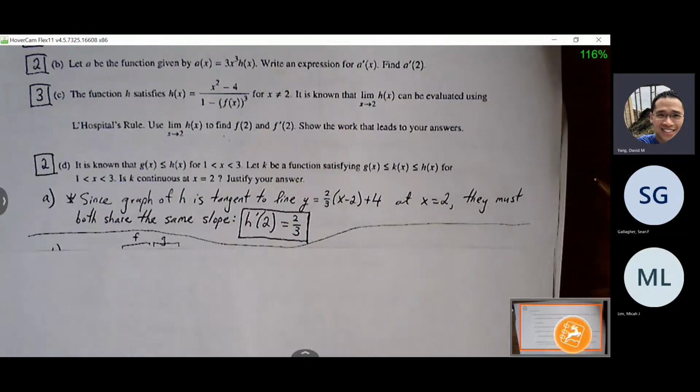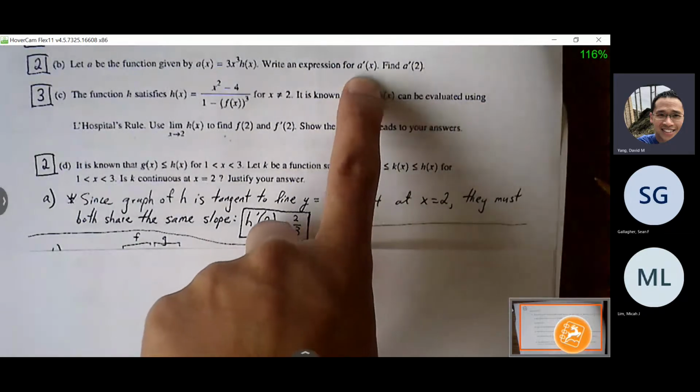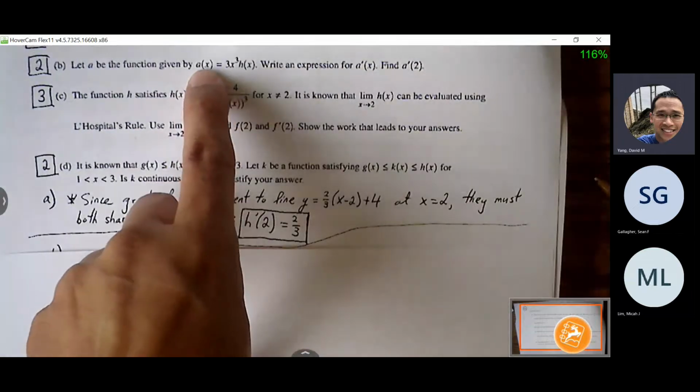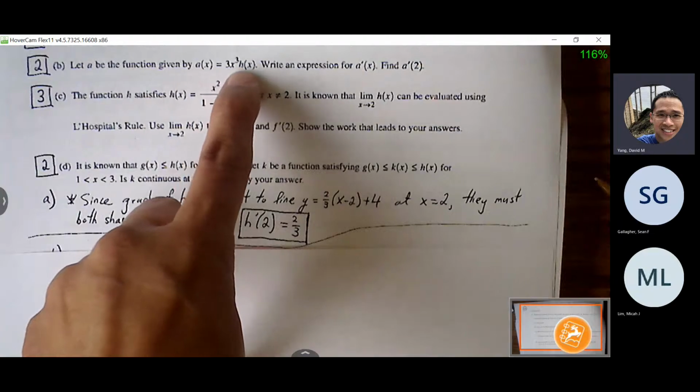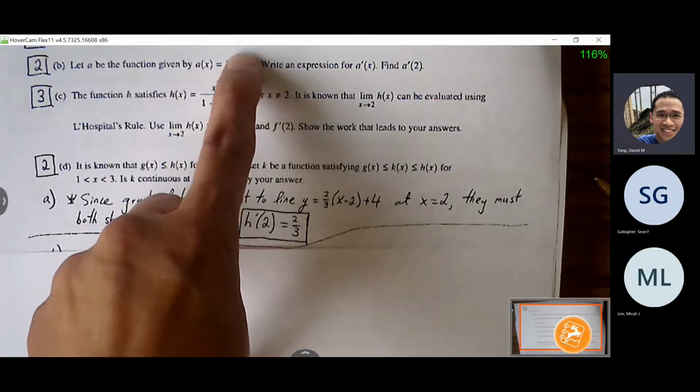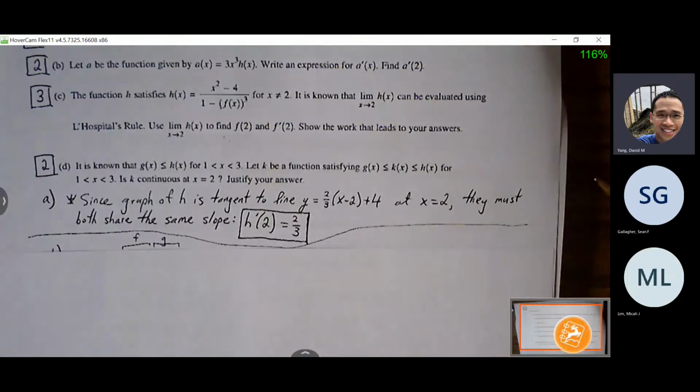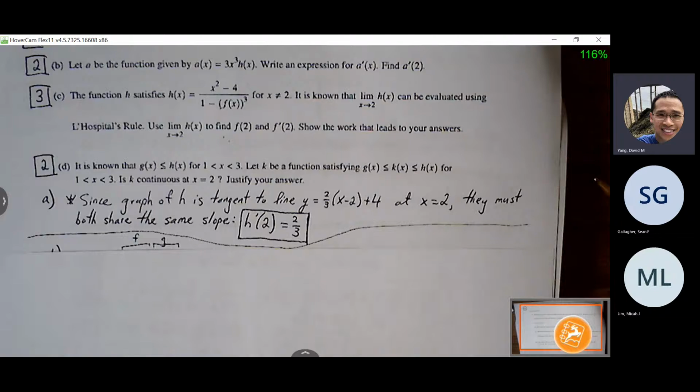Okay, part B. Let a be the function given by a of x equals 3x cubed times h of x. Write an expression for a prime of x, then find a prime of 2. So I want to find the derivative for a of x. Looks like I'm going to need product rule, right? 3x cubed and h of x are completely separate functions that are being multiplied. We got to go through product rule. f prime g plus f g prime.